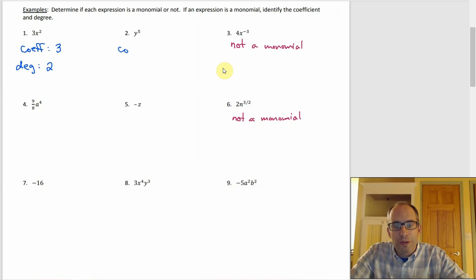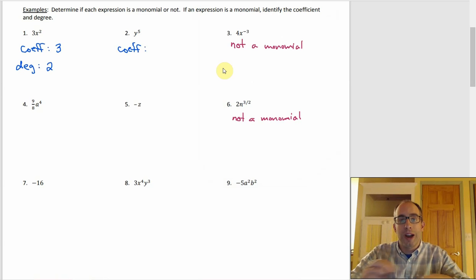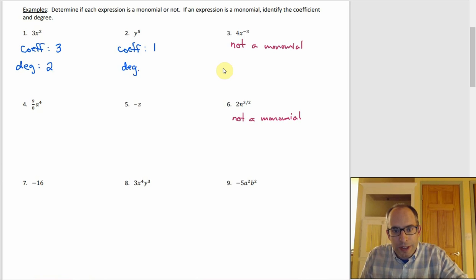Here, the coefficient is not written in, and when it's not written in like that, that's when it's 1, right? 1y to the 5th, you would just write as y to the 5th, because multiplying by 1 doesn't do anything. So usually you don't write it in. But the coefficient there is 1. And then the degree is going to be 5, since it's y to the 5th.